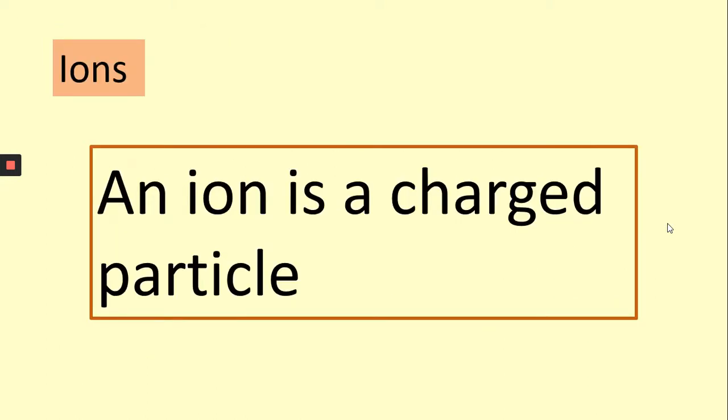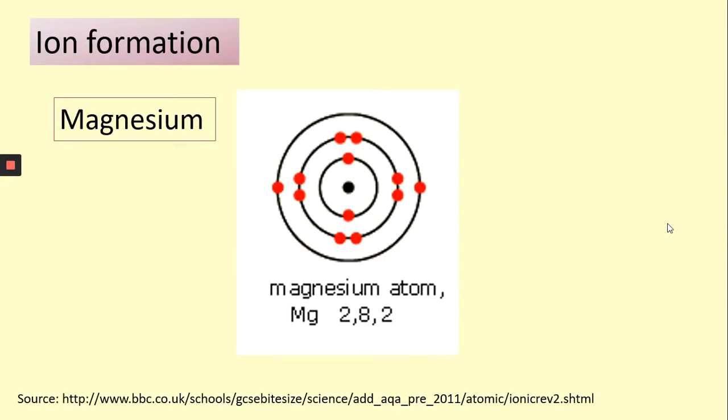So an ion is a charged particle. They can either be positively charged or negatively charged, and it all depends if it is a metal or a non-metal. So on your screen you can see magnesium. You see in a magnesium atom we have 2 inner electrons, 8 electrons on the middle shell, and 2 on the final shell. Underneath the picture you can see the electronic structure written numerically, 2,8,2.